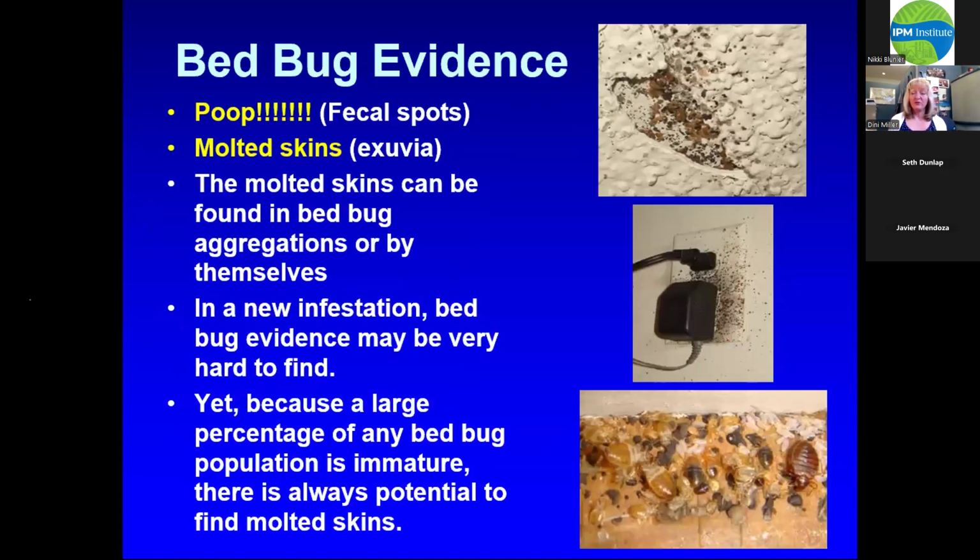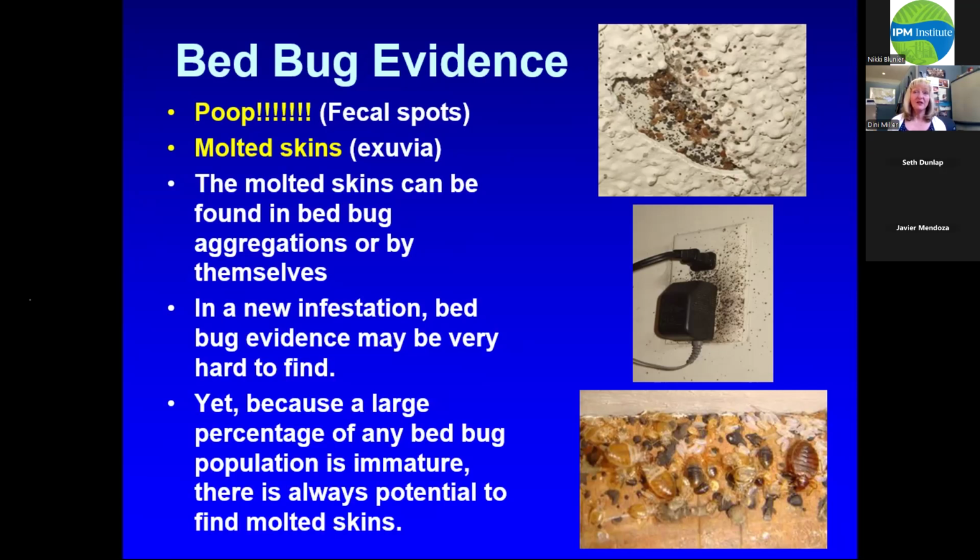So other bed bug evidence, well, they have to poop multiple times to get rid of all of that blood. And if you look at that light socket there, you can see all of the bed bug poop. So that's pretty obvious. And you can look at sheets and mattresses and things like that and see that. Also molted skins, because think about these baby bed bugs have to shed their skin every time they feed. So we tend to have all these shed skins all over the place. So in a new infestation, sometimes if there's just ones or twos or whatever in a home, the bed bug evidence can be very hard to find.